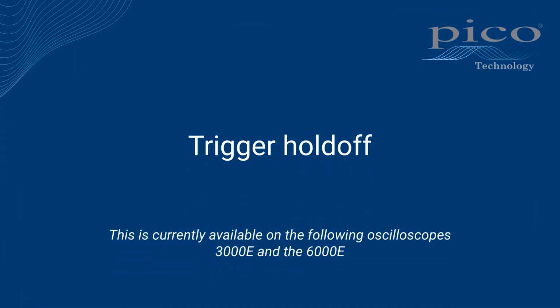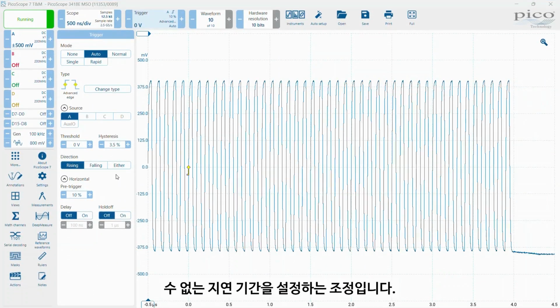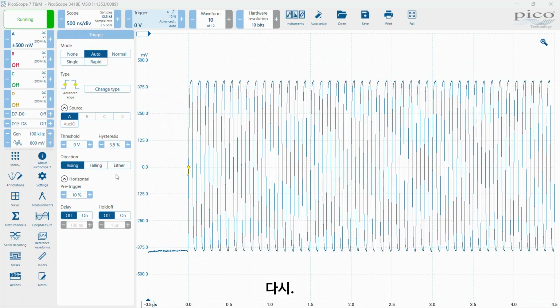Trigger hold-off. Trigger hold-off is an adjustment to set the delay period after a triggered acquisition, during which the oscilloscope cannot trigger again.